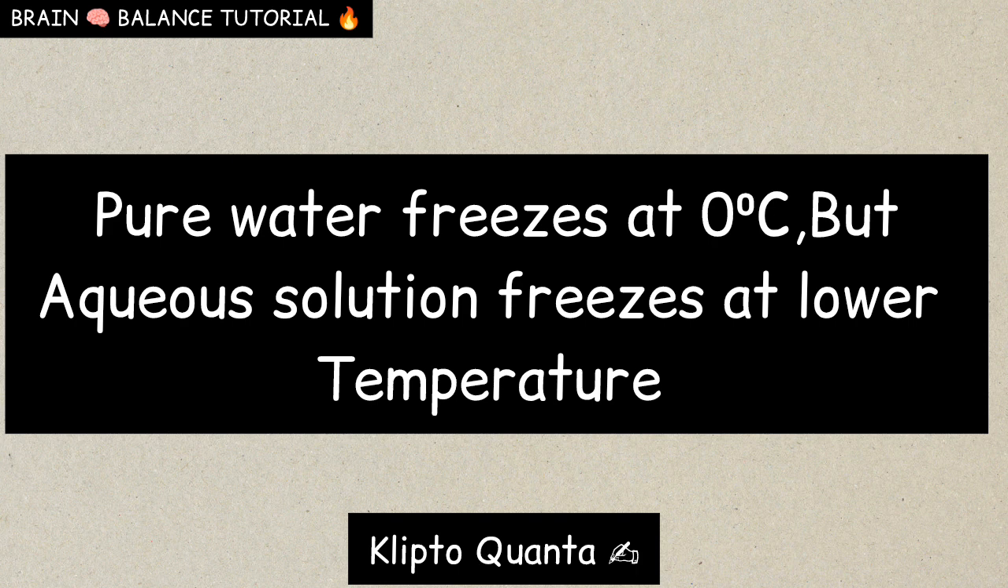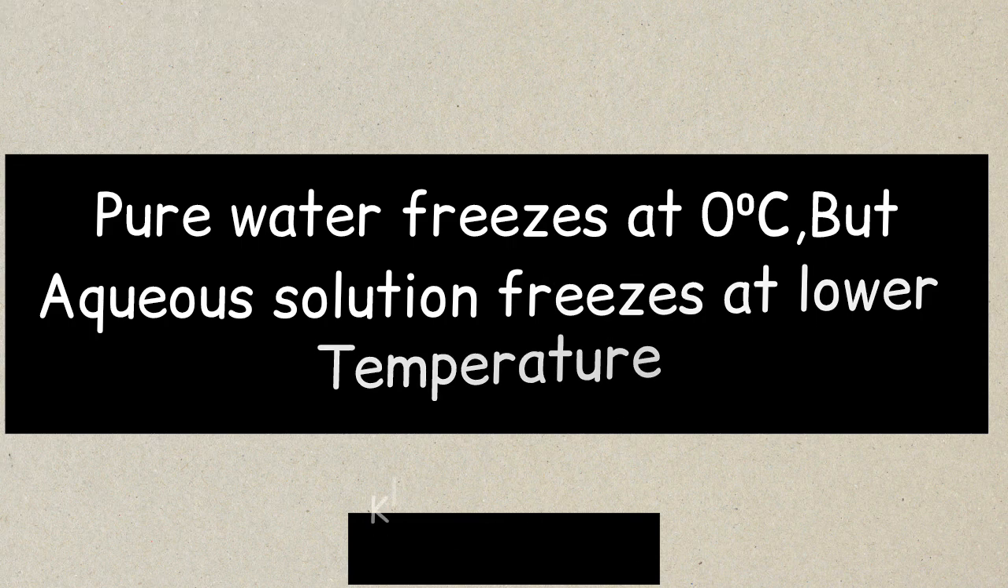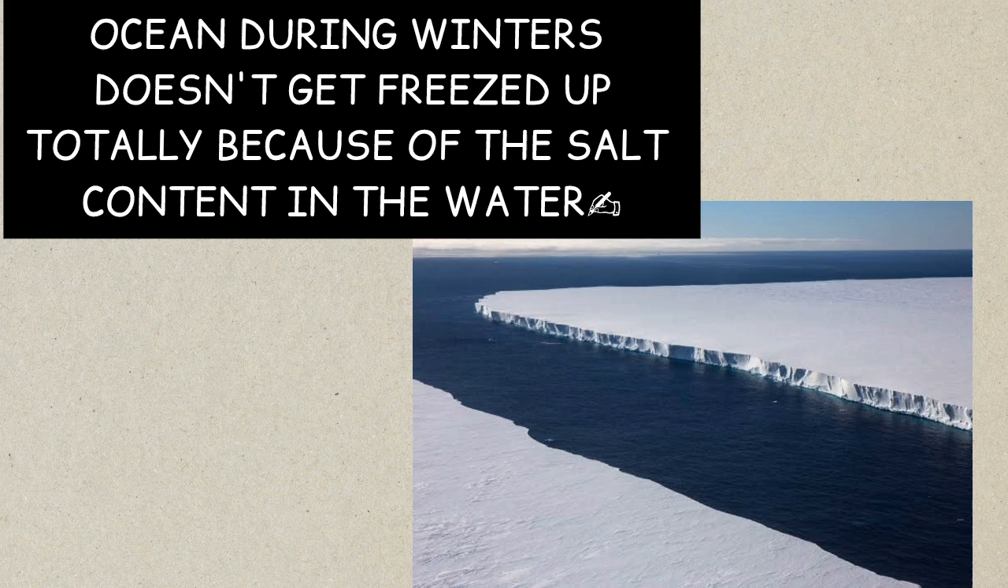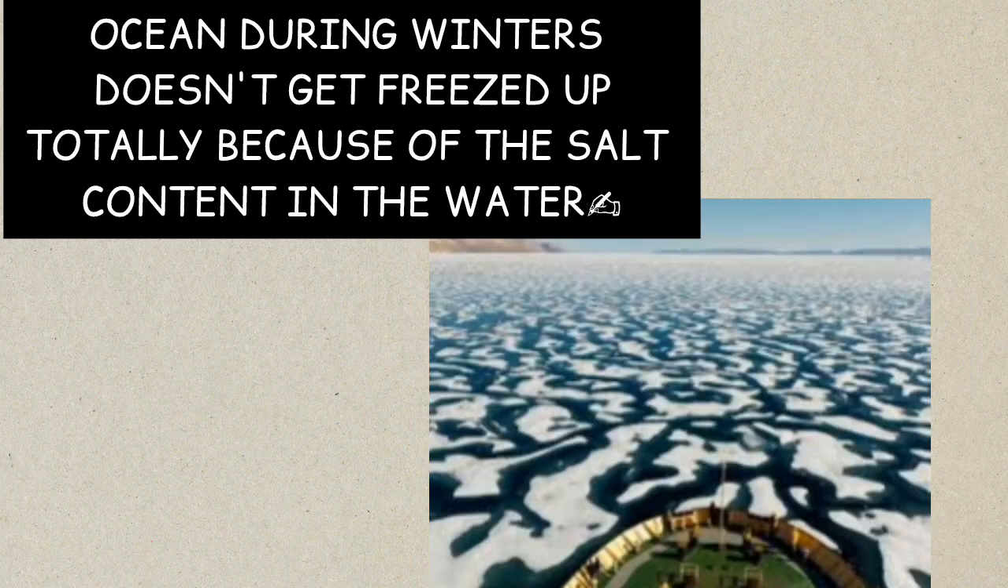What does this mean? That means that the salt being added to the water, changing it to an aqueous solution, tends to reduce the freezing point of the water solution. That is why in your ocean during winter, you will see at the surface it gets blocks, but underneath you can still see that there is a liquid roaming about. It doesn't get frozen up totally because of the salt quantity.